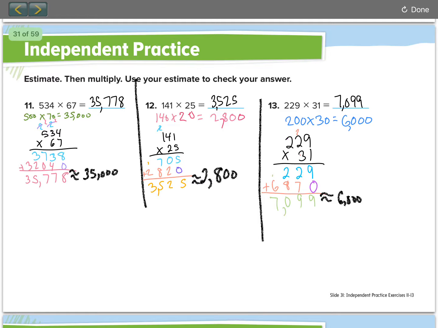6 times 4 is 24. I place my 4 and carry my 2. 6 times 3 is 18, and 18 plus 2 is 20. I place my 0 on the line, and I carry my 2. 6 times 5 is 30. 30 plus 2 is 32. So I place 32 on the line. Now I add 3,738 plus 32,040, and I get 35,778, which is close to 35,000.